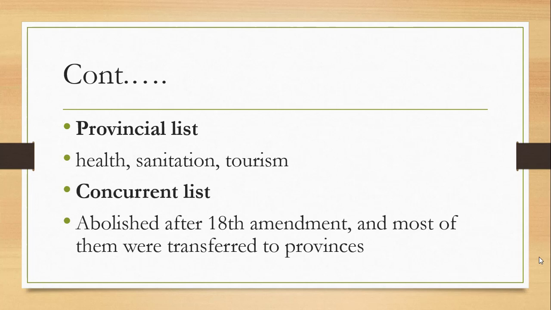Third is the concurrent list. In the concurrent list, such subjects are included on which the federal government and provincial government together legislate. Now the concurrent list is abolished and mostly it has been transferred to the provincial list. So after the 18th amendment, practically we have only two lists, that are the federal and provincial lists.